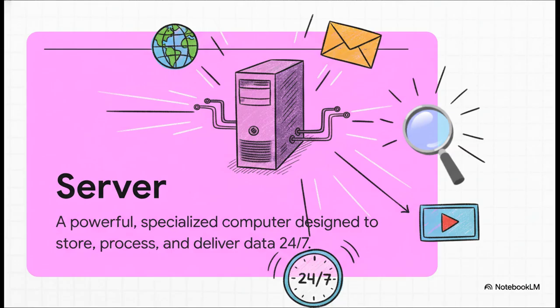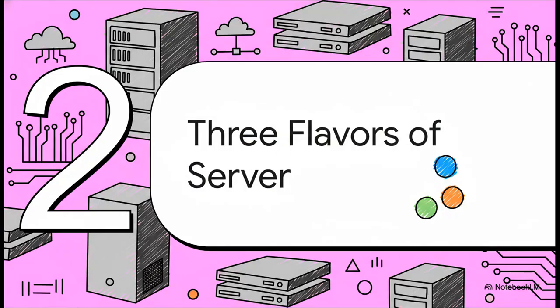Well, the easiest way to think about it is as a super powerful, specialized computer. Its one and only job is to store, process, and serve up data all day, every day, 24/7. When you load a website, get an email, or stream a movie, a server somewhere is the engine making it all happen. But, just like any other tool, not all servers are created equal. They come in different shapes and sizes, or what we call form factors, and each one is designed for a specific job. You'll mostly run into three main flavors.